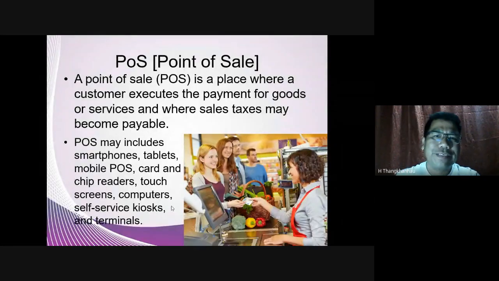The point of sale is operated by the customer itself. Kiosks, sales service kiosk, ATM card, ATM machine, and the money in service too.